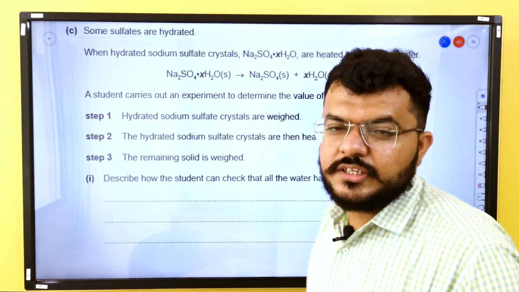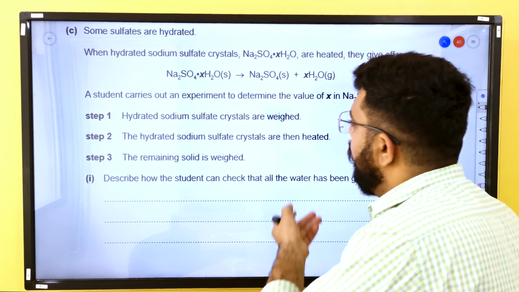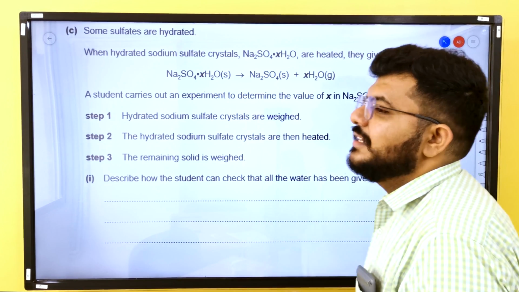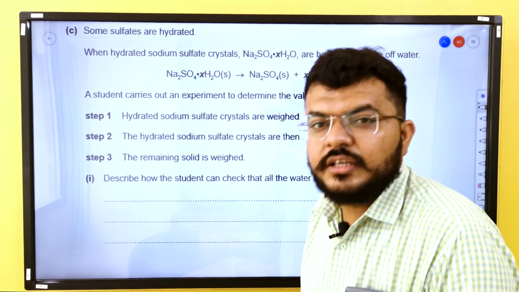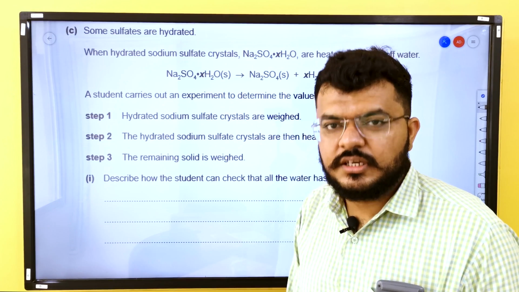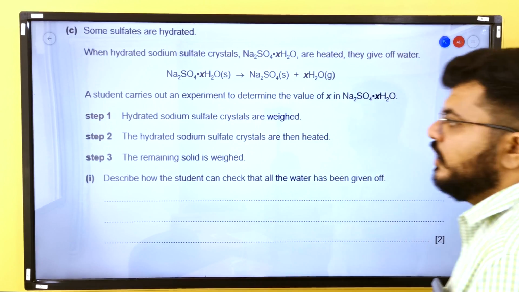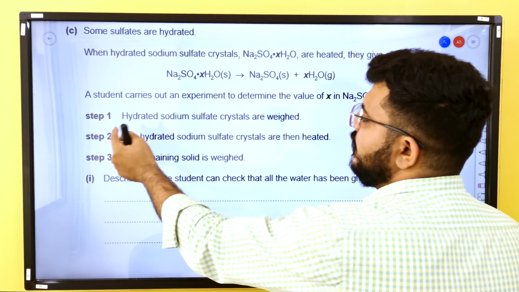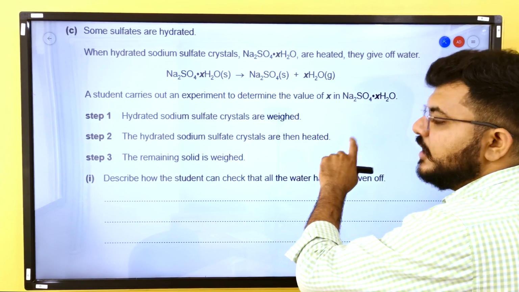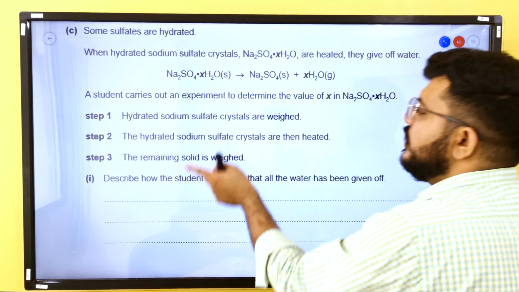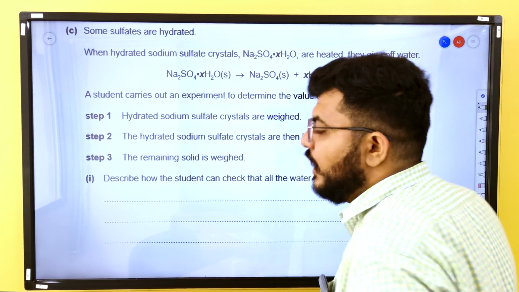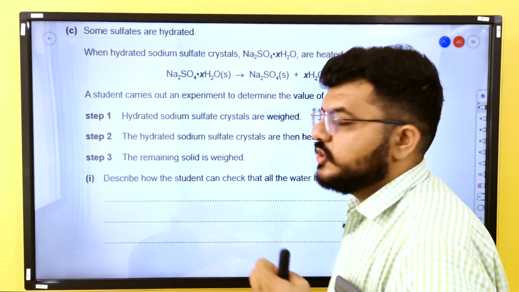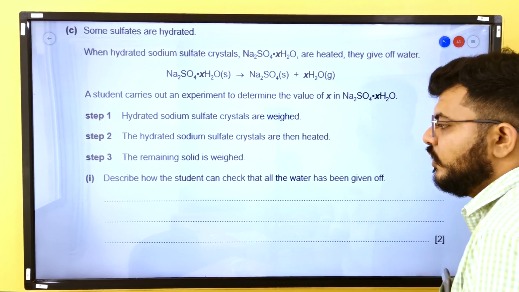What is the answer to this? When we want to obtain pure dry crystals, we heat them to constant mass, right? We heat them to constant mass. So what should he do? He should take the hydrated sodium sulfate crystals, heat them, again weigh them, again heat them, again weigh them, until he obtains a constant mass.